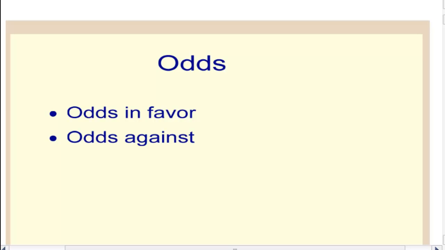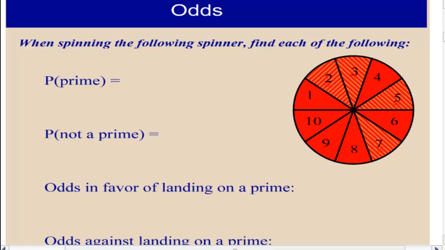In this section of the probability unit, we are going to be learning about odds. Odds in favor of an event and odds against an event. Let's look at some examples using probability, the theoretical probability of an event.